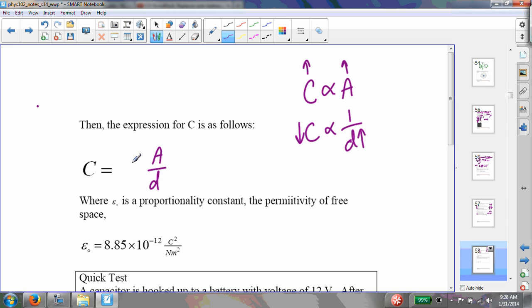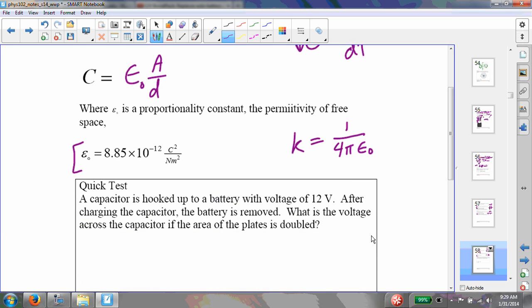And we're going to have a proportionality constant, which is called the permittivity of free space, epsilon naught. And this is the value for that. We're not going to get much into this. If you recall, this is going to be similar to our Coulomb's constant. You might see this somewhere else, that Coulomb's constant is equal to 1 over 4 pi epsilon naught. So those are related, the permittivity of space and the Coulomb's constant.